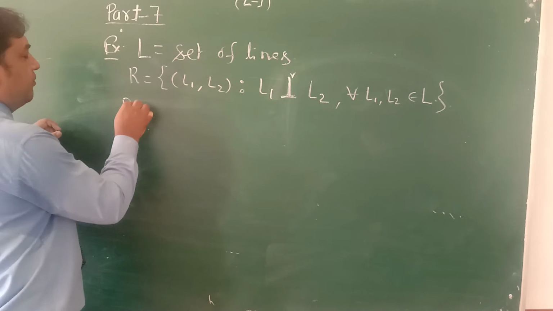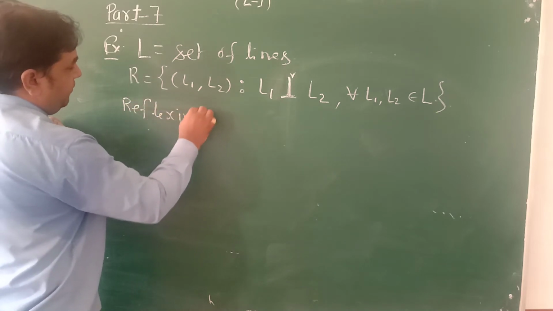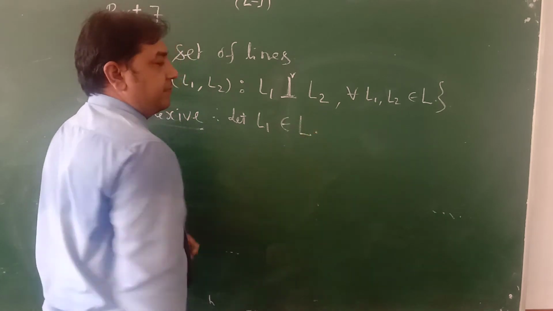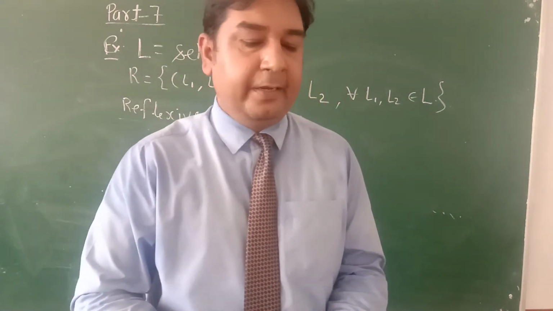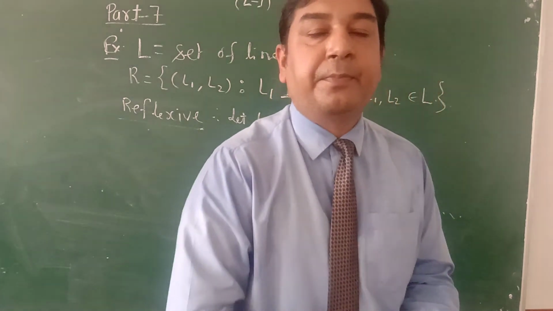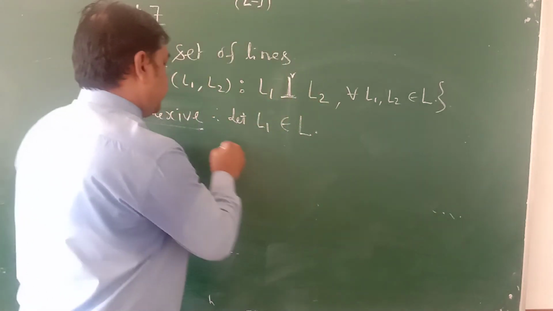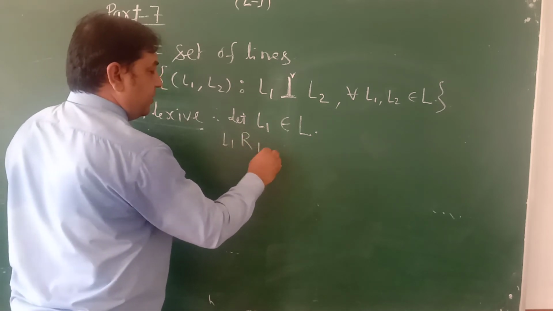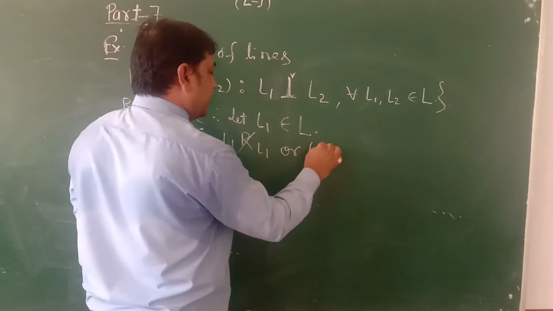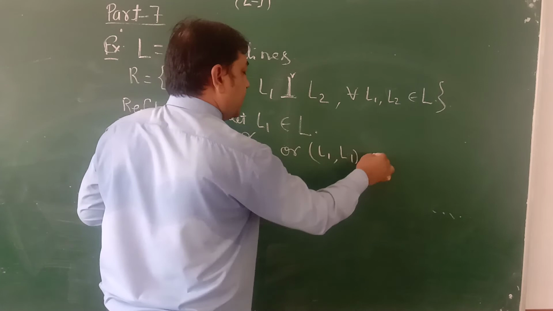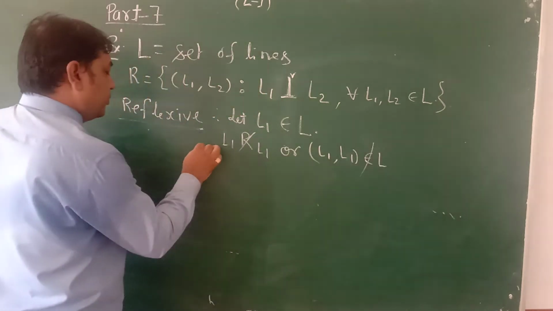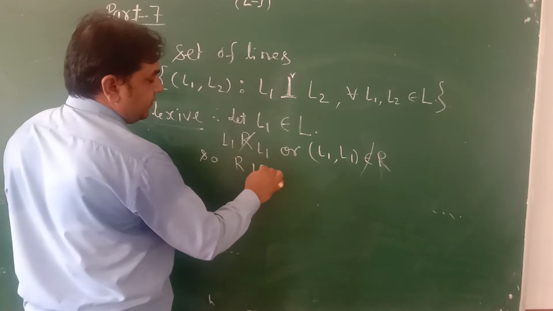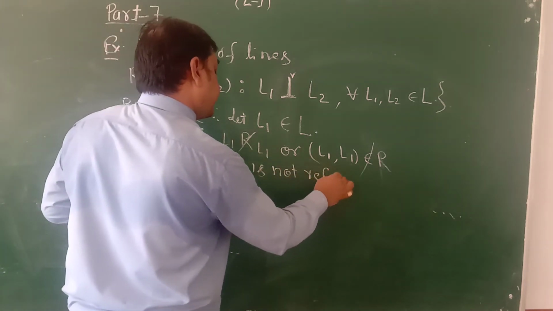Let us see. First of all, reflexive. Let L1 belong to L. आप खुद बताओ क्या कोई लाइन खुद के परपेंडिकुलर हो सकती है? नहीं हो सकती है। So L1 is not related to L1, or you can say that (L1, L1) does not belong to R. So R is not reflexive.